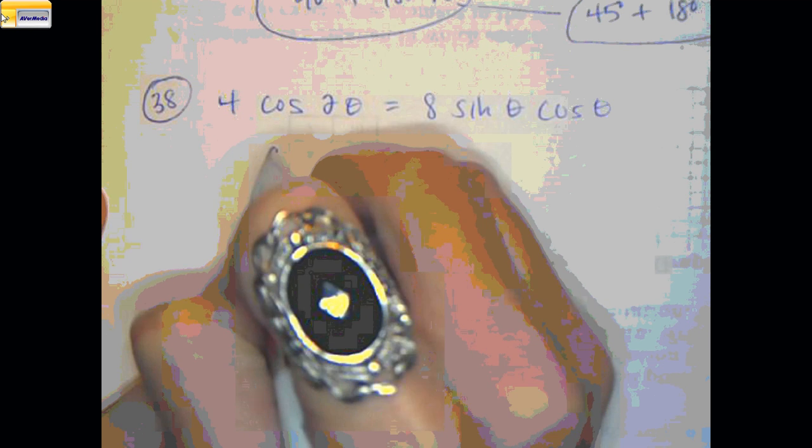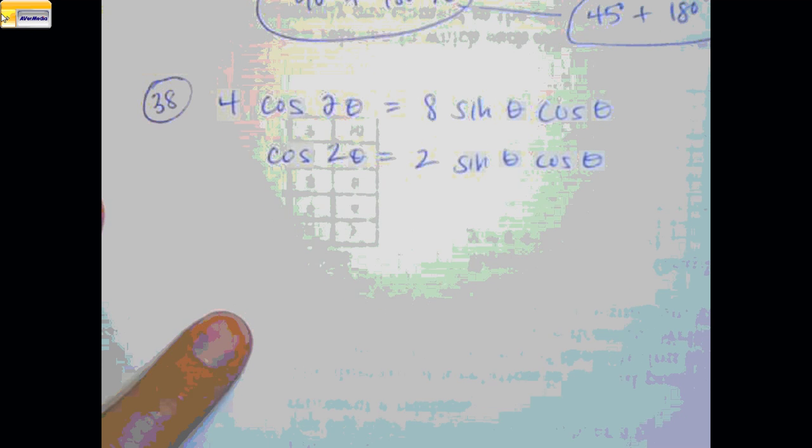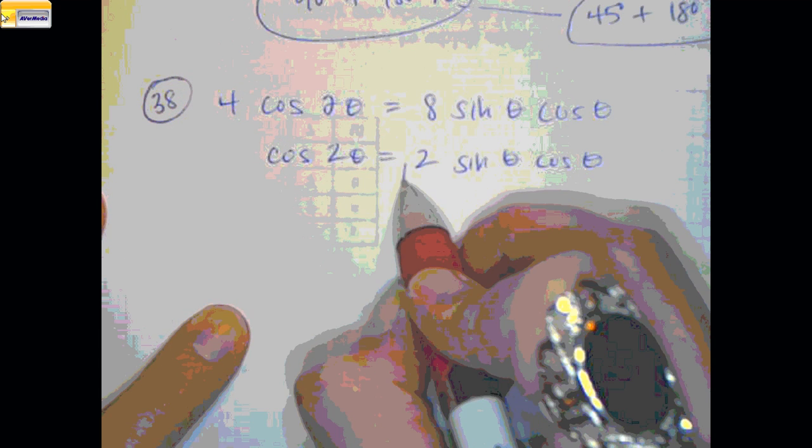4 cosine 2 theta equals 8 sine theta cosine theta. What do you guys want to do first? Take out the 4. Yeah, that 4's kind of driving me crazy. Let's get rid of that. So if you divide both sides by 4, we have this. What's that called? The sine thing to sine. It's a double angle identity that he recognized.